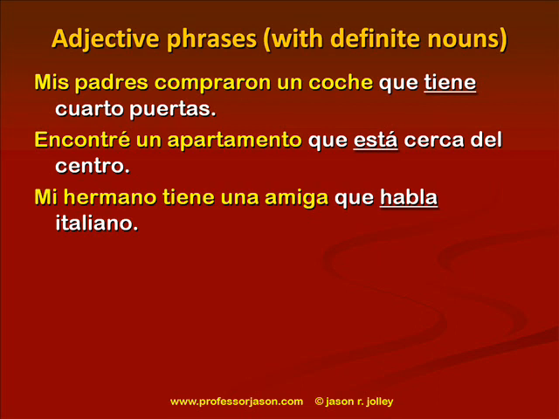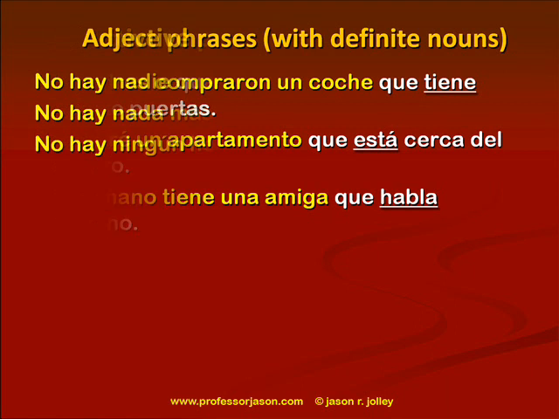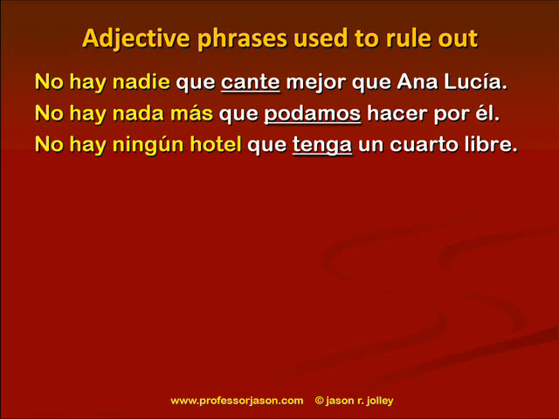Indicative because I'm referring to a definite person, a definite friend of my brother's. Now the subjunctive mood is also used when the existence of persons or objects with certain qualities is being ruled out or denied. We're saying that these things don't exist. For example, no hay nadie que cante mejor que Ana Lucía. I just made her up. Fictional singer. Do not Google her.